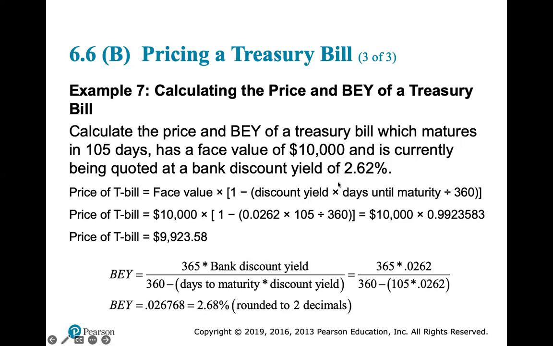So we know that the treasury bill has 2.62%, but the bond equivalent yield means that if you want to convert into a yearly basis, then it will be equal to 2.68%, which is higher than this.